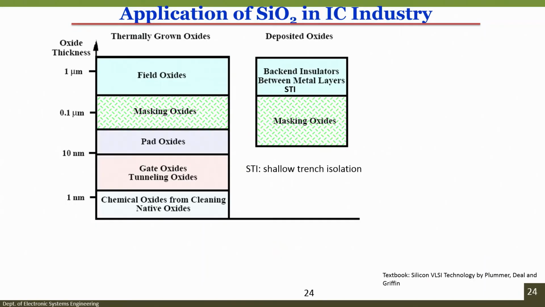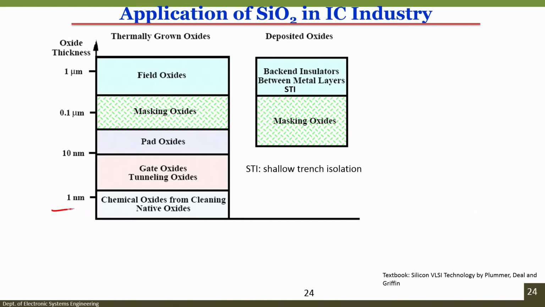Now, silicon dioxide in this case is just an insulating material, but when you create a MOSFET or any other device, as you can see in the schematic, it can be used as a field oxide, a masking oxide, a pad oxide, a gate oxide, or a chemical or native oxide which is about 1 nanometer. It can also be used as a backend insulator. So, let me again tell you what exactly all these things are.